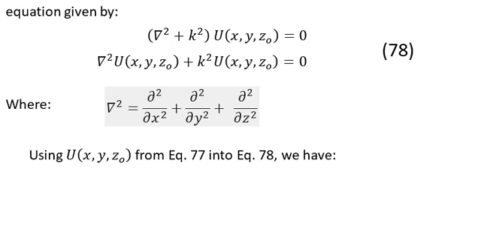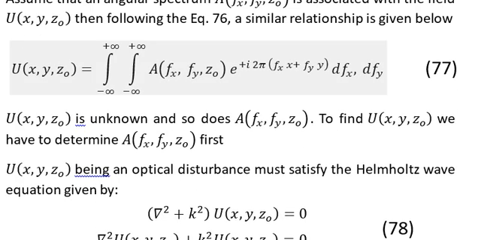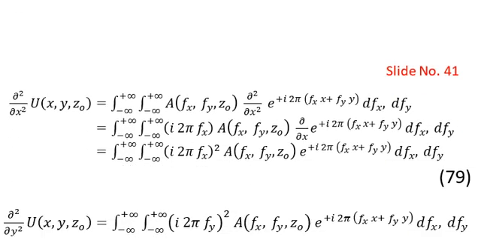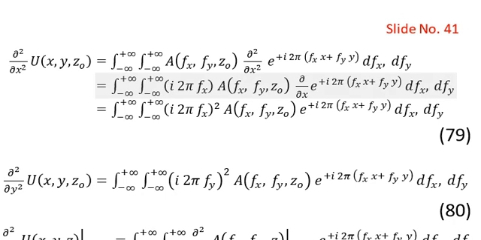To compute all three components of del square, curly square over curly x square will operate on capital U, similarly curly square over curly y square will operate on capital U, and similarly curly square over curly z square will operate on capital U, where U is provided by equation number 77. So the first derivative that we are going to compute over here is curly square over curly x square.